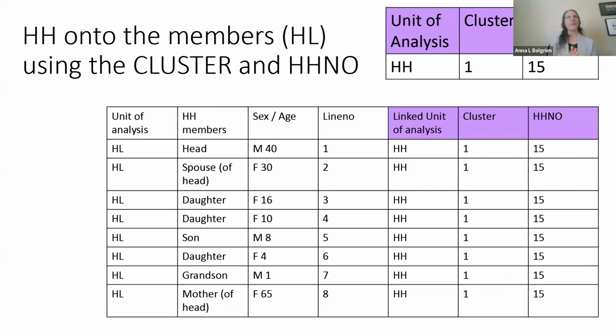The most basic example is if you have your household roster and you want to add characteristics about the household onto the people who live in that household. So in order to do this, you would have your household (HH) unit of analysis, and you would duplicate that information across all of the members of that household. So you would have information about the water source that all of these household members have access to, and it would be the same for all household members.